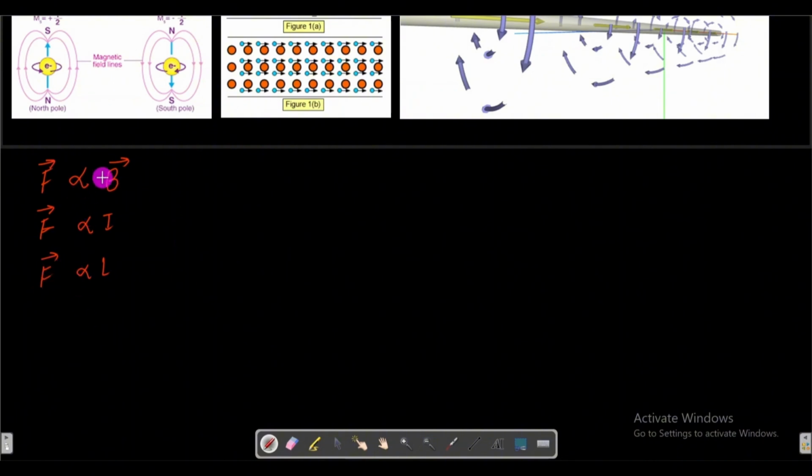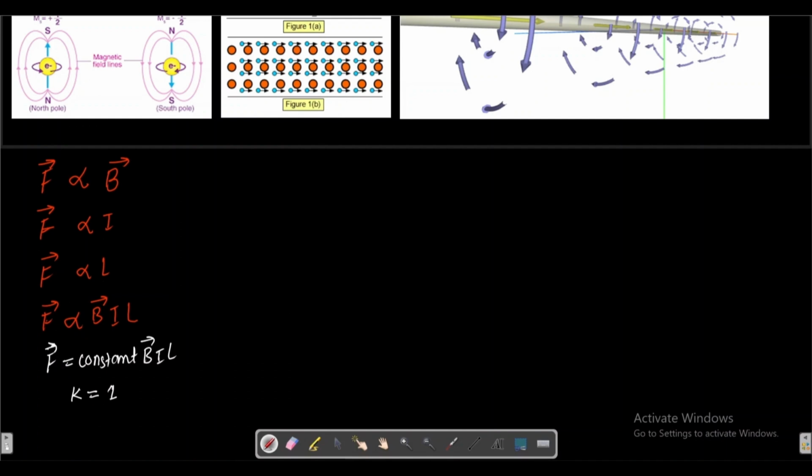So here we have to combine all these, and it implies that F is directly proportional to B, the magnetic induction, the current I in the conductor, and the length L of the conductor. So F is equal to a constant times these. Instead of this proportionality, we put an equals sign and a constant, and B, I, and L come in their own positions. This constant is K, and its value is equal to 1.